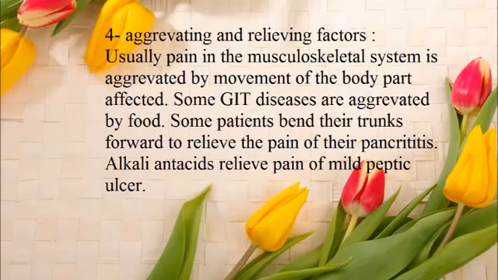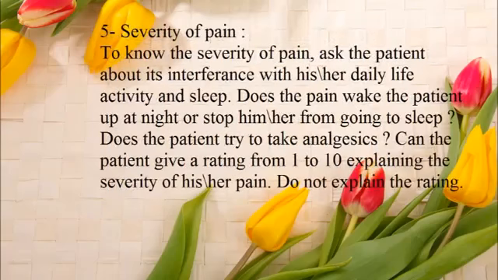Now, the aggravating and relieving factors. Usually pain in the musculoskeletal system is aggravated by movement of the body part affected. Pain in some gastrointestinal tract diseases is aggravated by food. Some patients bend their trunks forward to relieve the pain of their pancreatitis. Also, alkali antacids relieve the pain of mild peptic ulcer.